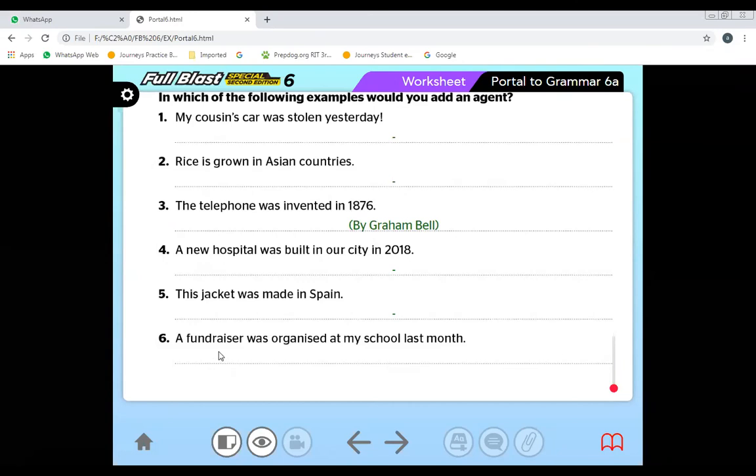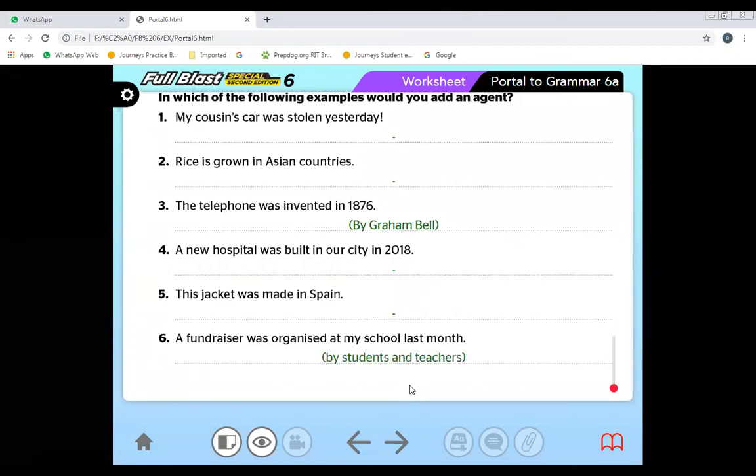The last one. A fundraiser, the one who collects funds, in Arabic means تبرعات, was organized at my school last month. At my school. So the agent here is whom? Who did the action at school? Who will collect the money? The students and the teachers. So we can write here by. Okay? It will be by students and teachers.